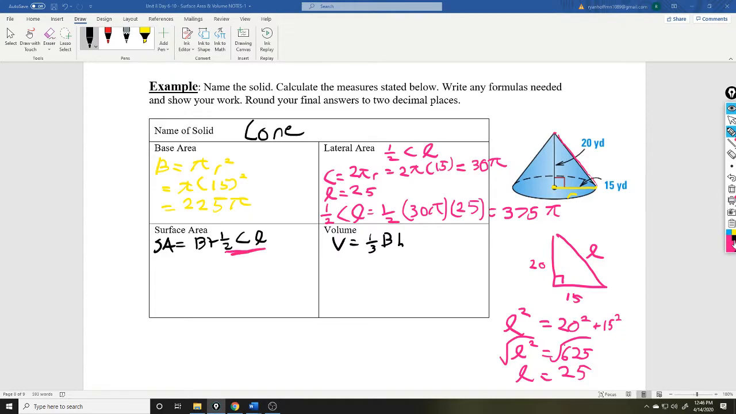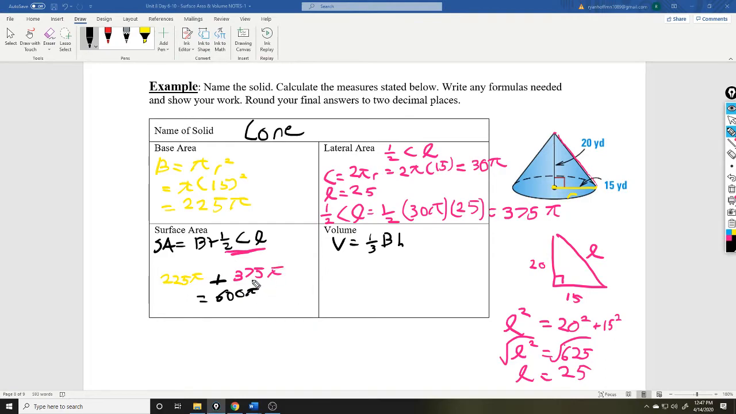So when we go to plug in for surface area, the hard part is done. It gets easy from here. Area of the base, we already did it, it's 225 pi. 1/2 the circumference times the slant height, we already did it, it's 375 pi. We don't need the 1/2 because we already took half. So just add them together, and the exact answer would be 600 pi.